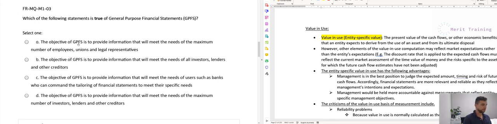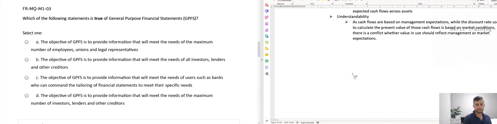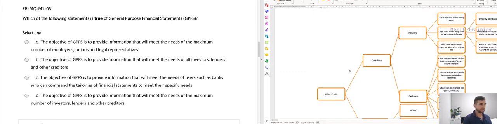So A, the objective of general purpose financial statements, I'm just going to say GPFS. GPFS is to provide information that will meet the needs of the maximum number of employees, unions, and legal representatives. So if you do remember, we talked about that the purpose of this is to meet the needs of the maximum number of people, right? But it does specify in this question maximum number of employees, unions, and legal representatives.